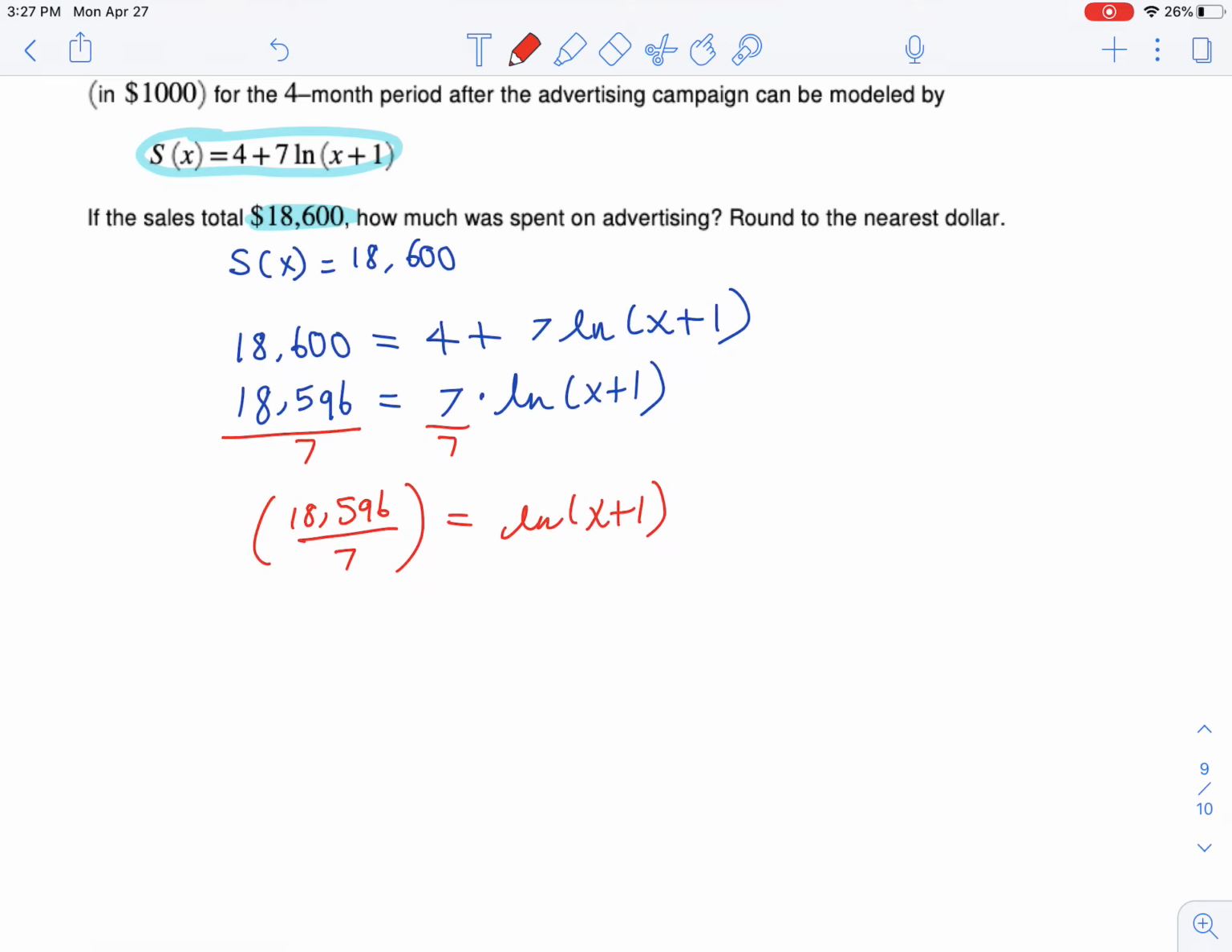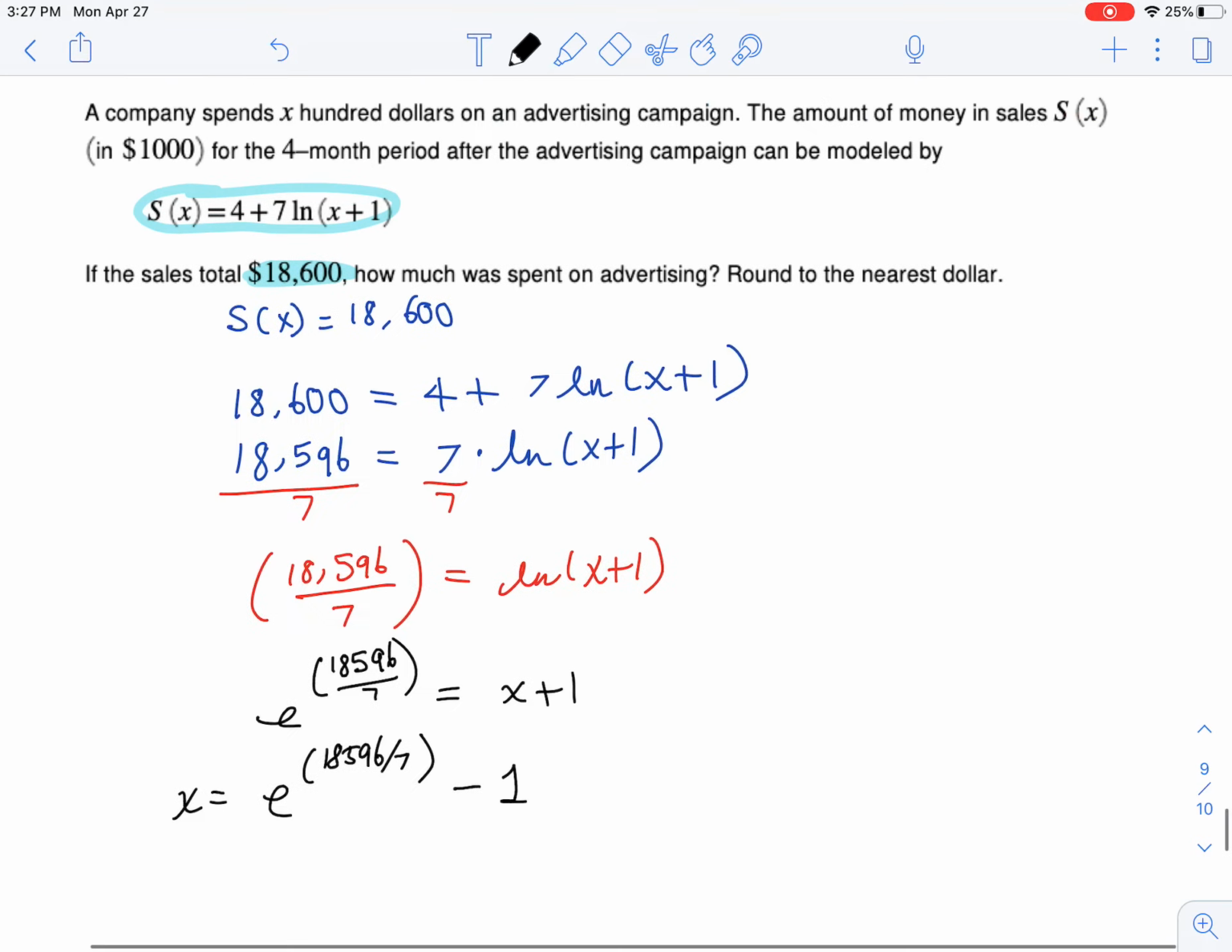When you're trying to solve a logarithmic equation like this, where we have a natural log, you're going to have to rewrite this in exponential form. So what's the base here? The base is e. e raised to the 18,596 divided by 7 equals what? x plus 1. So the exact value will be x equals e to the 18,596 divided by 7, subtracting 1.